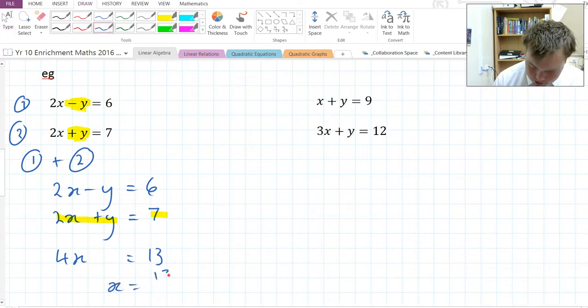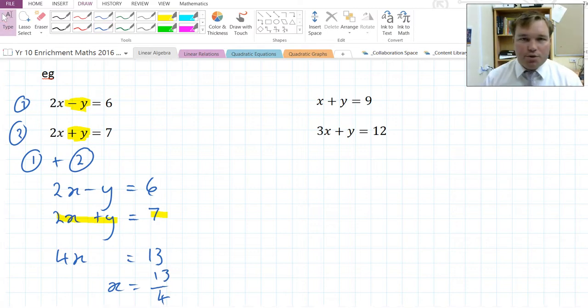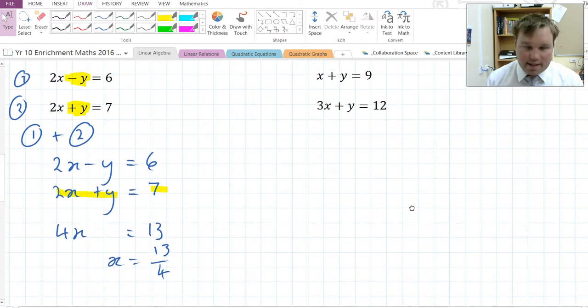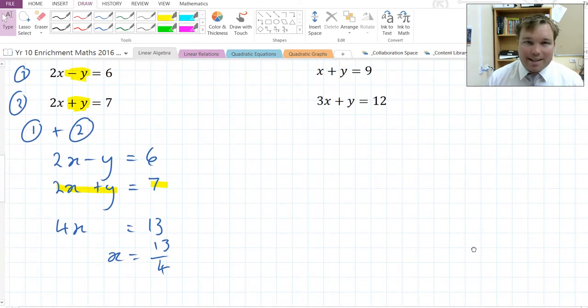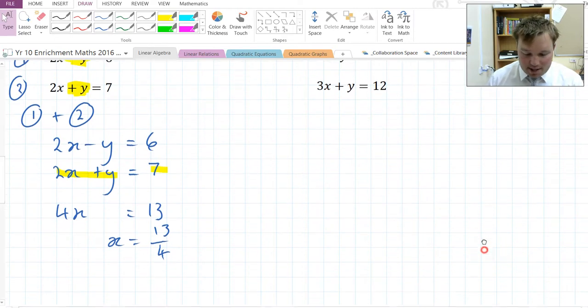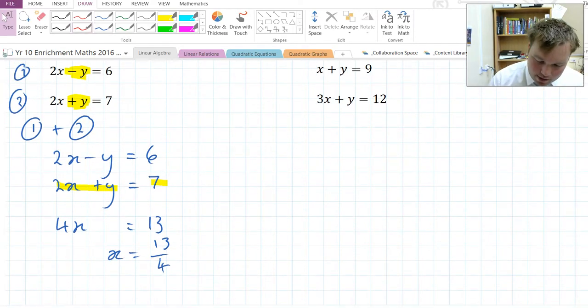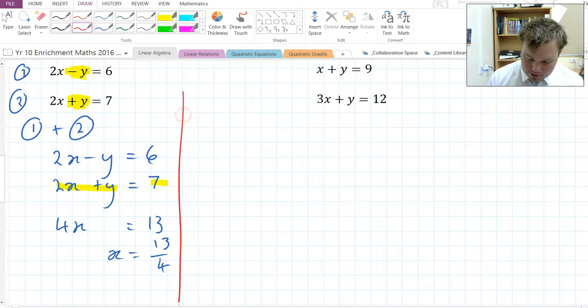X is equal to 13 on 4. Now note, that's not actually the full solution yet. That's just the x answer. We're looking for a point in space where they meet. So what we can do is take that x value and substitute it in to either one of the equations. And remembering from last video, it doesn't matter which equation we choose, because it's the unique solution, the same value for y will pop out.